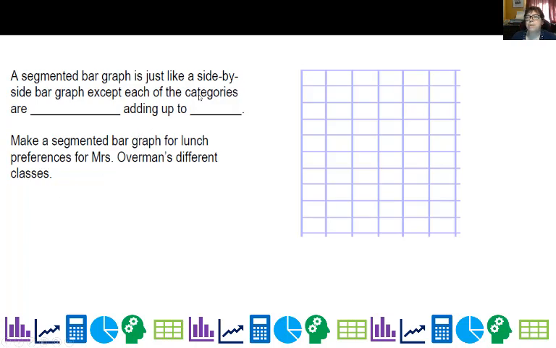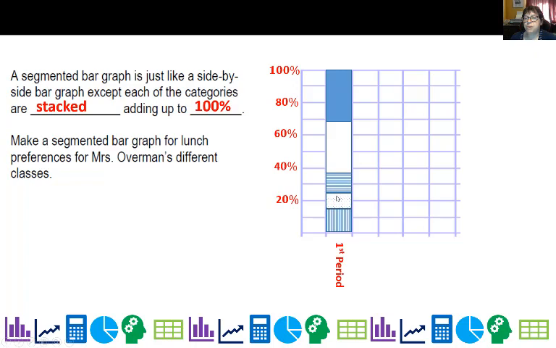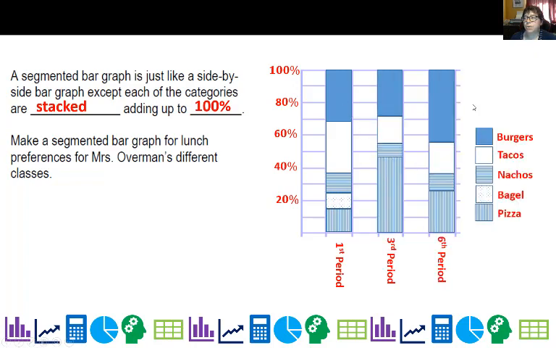Now, a segmented bar graph is just like a side-by-side bar graph, except each of the categories are stacked, adding up to 100%. So if we do the same thing, except now I'm going to 100%, and so I label my vertical axes, I should really say relative frequency here. And then I have first period, there's the bars, third period, and sixth period. So, and add my legend, but I could write burgers, tacos, nachos, bagel, and pizza on each of these pieces that I need to label.